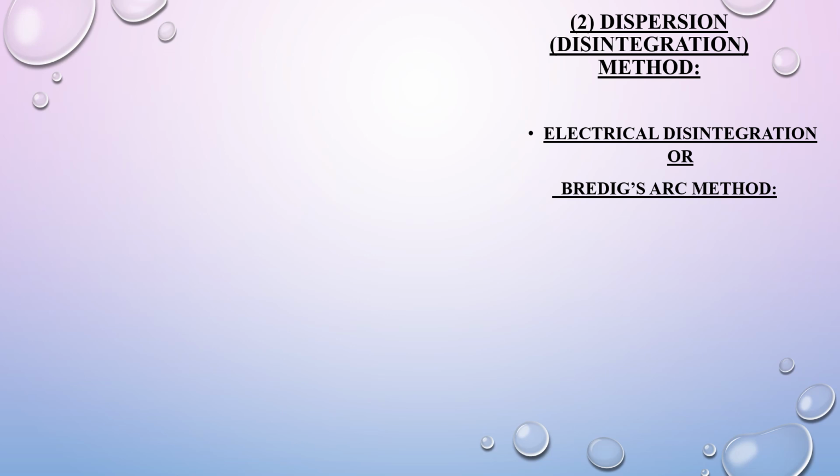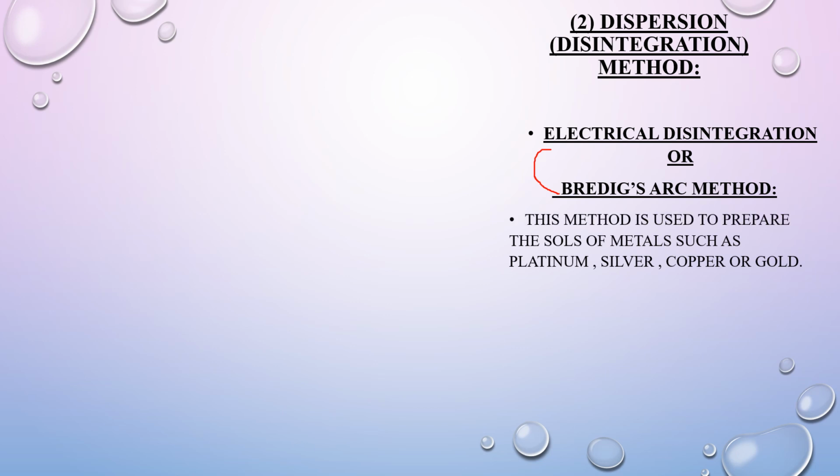So first of all, we will discuss the electrical disintegration method, also known as Bredig's arc method. This method is used to prepare the sols of metals such as platinum, silver, copper or gold.